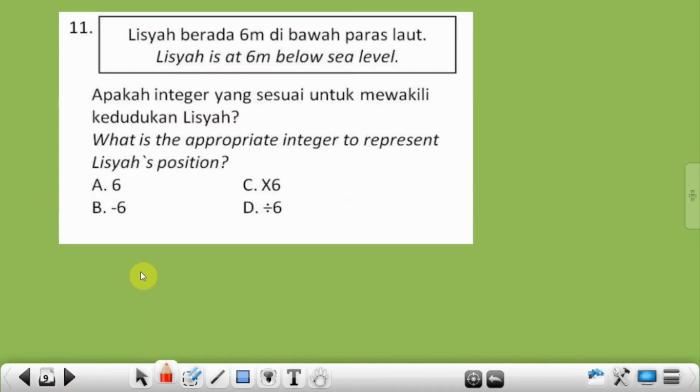Okay. What is the appropriate integer to represent Lisha's position? Lisha is at 6 meters below sea level. So below means that it represents a negative symbol. So negative 6.